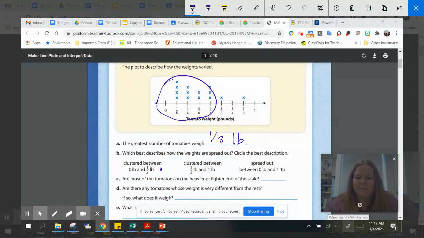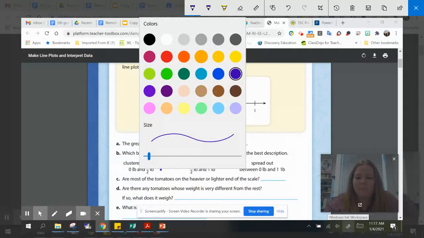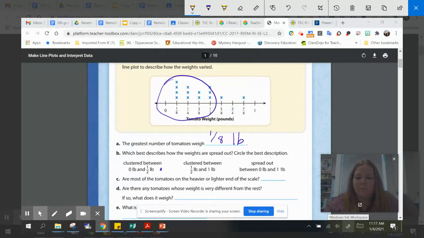Clustered between a half pound and 1 pound, a half pound and 1 pound is here. A cluster is grouped together. That is really not a big cluster there, so definitely not that one. Or spread out between 0 and 1. Well, I think when I look at what I circled, they are clustered between 0 and a half pound. Hopefully that makes sense to you.